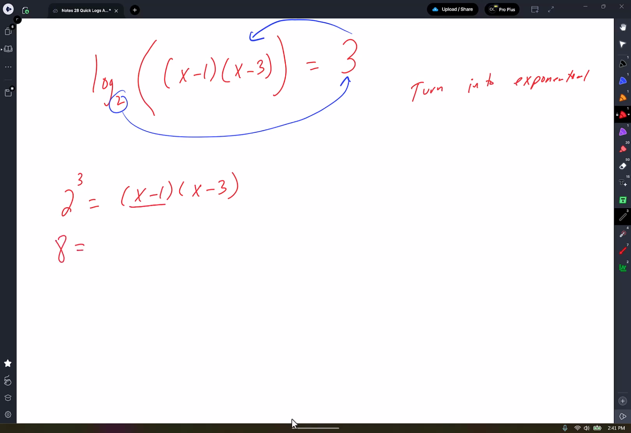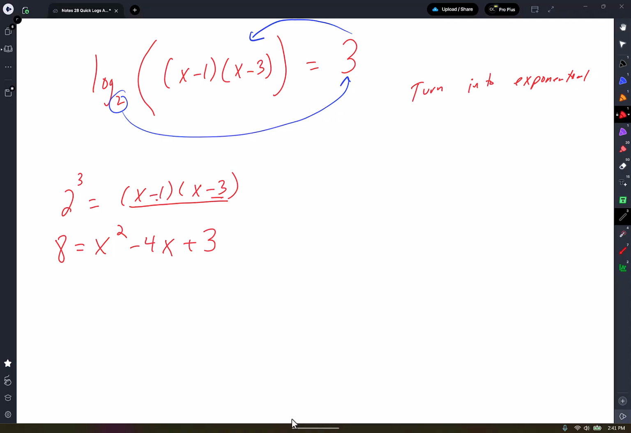And then I'm just going to expand this really quick. x times x, x squared. I have a negative 1 and a negative 3, so I'm going to have negative x minus 3x, so that's going to be minus 4x. Negative 1 times negative 3 is plus 3. Are we still okay, guys?